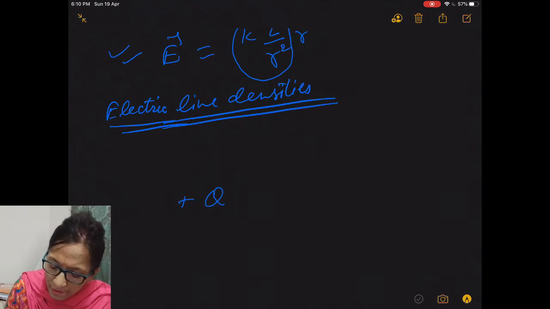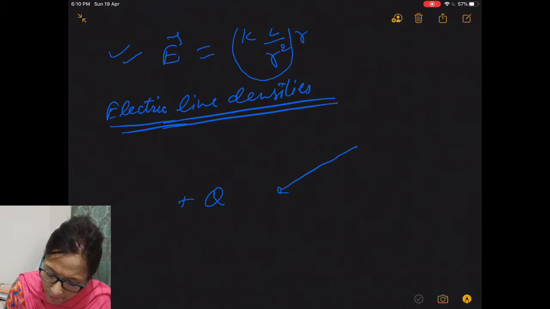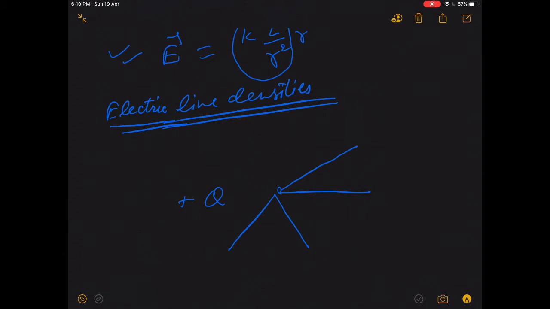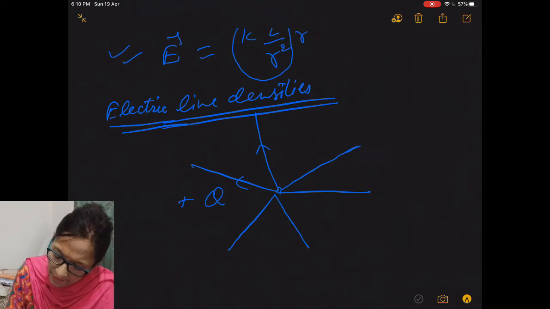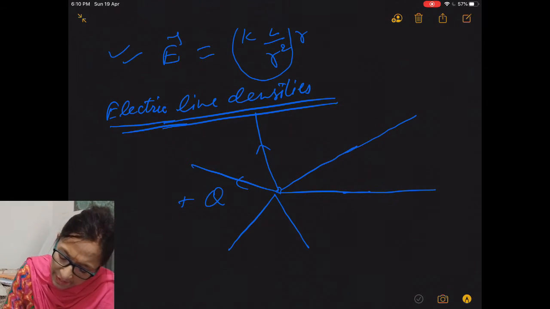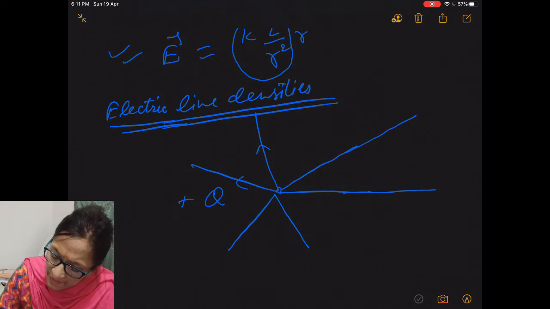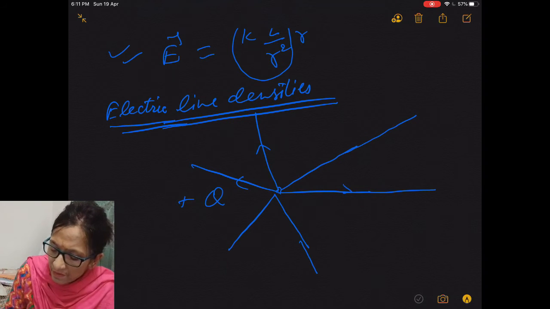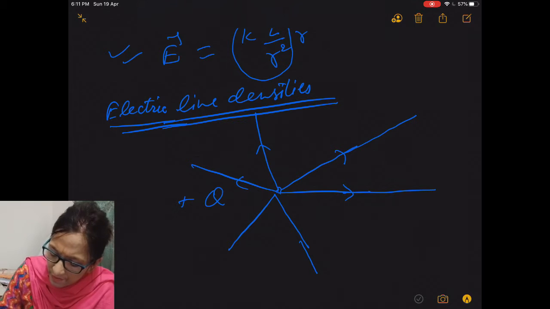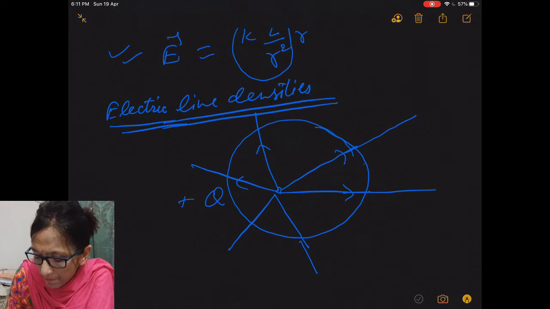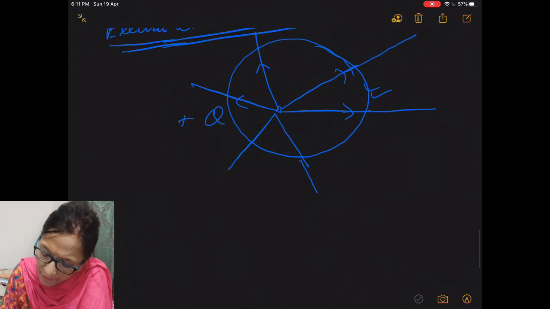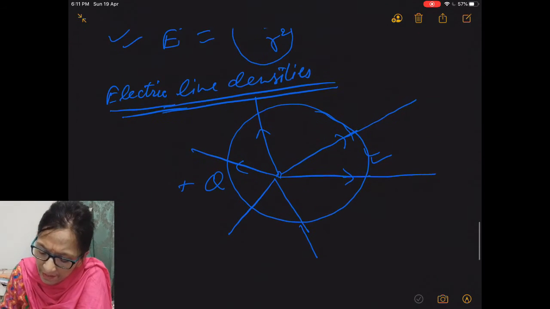Okay. So let us take the case of lines coming outside from a positive charge. As we have learned, these extend up to infinity. These are not discontinuous, these are continuous lines. It goes up to infinity. Okay. So we have to find electric field line density on a spherical surface. On this surface, what is electric field line density? Let us find.